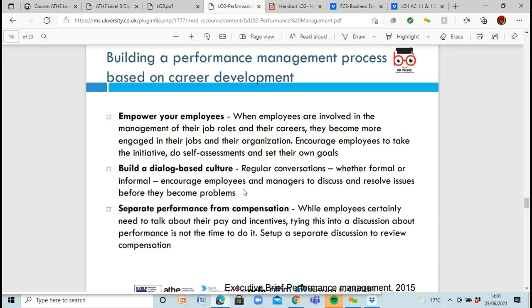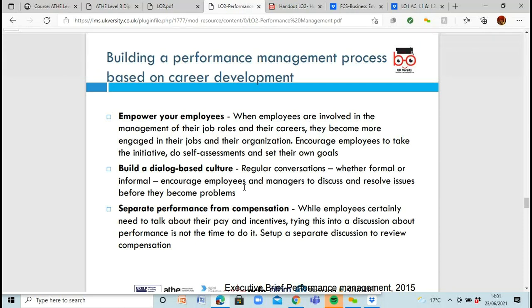And then we've got to build a dialogue-based culture. So have conversations, just talk to each other on a constant basis. And then you're going to look at different types of performance. Look at what sort of performance they have and give them compensation for that. So if they're doing well, give them incentives. If they're selling a lot, give them rewards. That's that type of system.